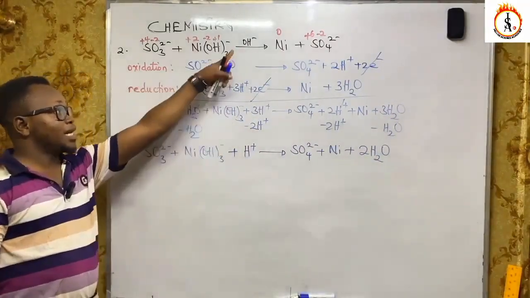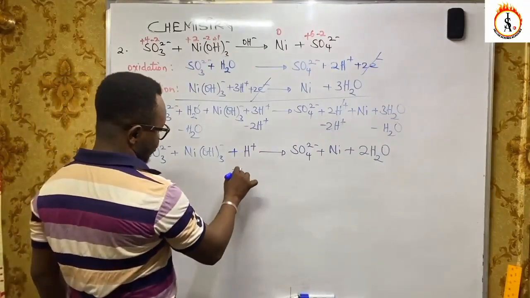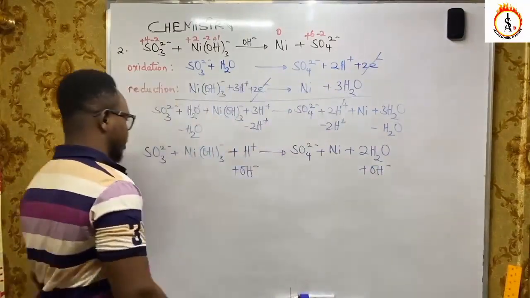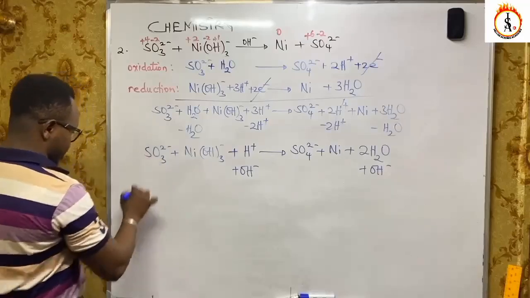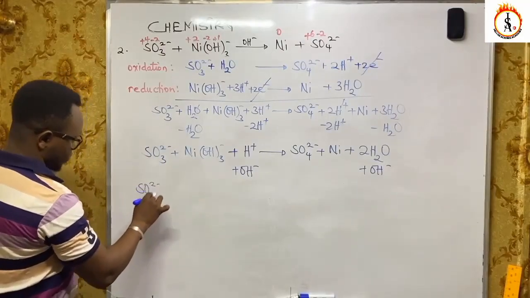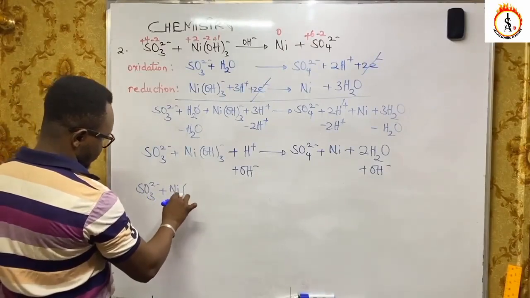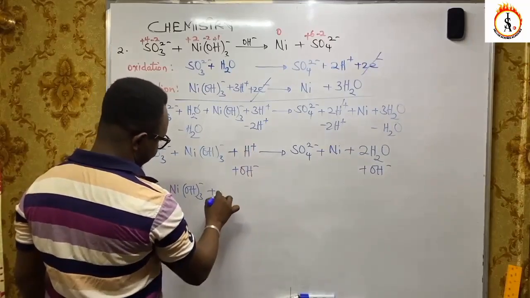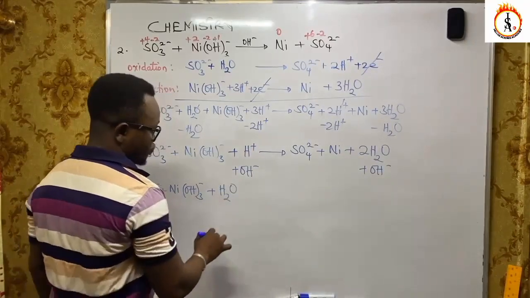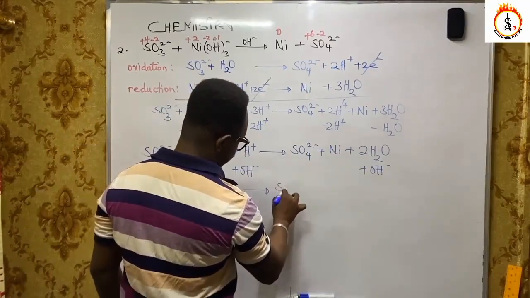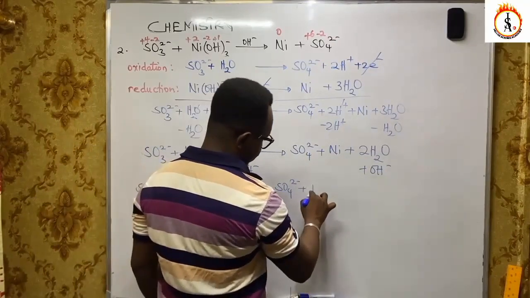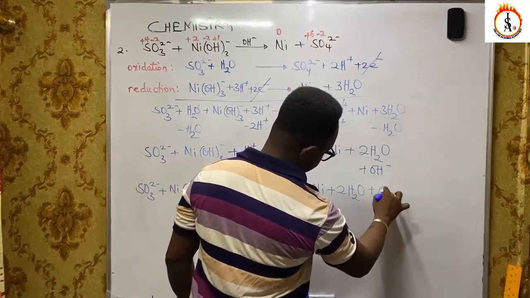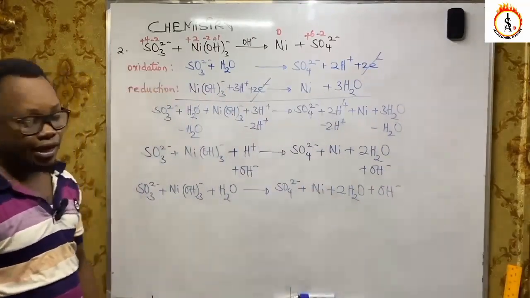But our target is to balance it in an alkaline medium, and we have seen hydrogen ion here. So what we do? We add hydroxyl to this side, and here also we add hydroxyl. So if this and this react, they give us water. So we have SO3 2 minus plus nickel hydroxyl ion plus hydrogen ion, and the hydroxyl ion will give us a molecule of water to produce the sulfate ion plus nickel ion plus 2 molecules of water and the hydroxyl ion. So it is now in an alkaline medium, but it's not yet finished.